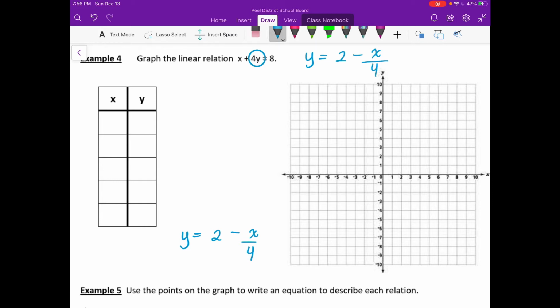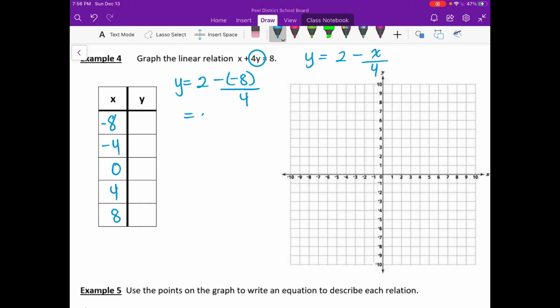So again, I'm going to want to work with numbers that I like working with. So I'm going to personally make x negative 8, negative 4, 0, 4, 8. Again, because I really hate working with fractions. So I'm going to say y is equal to 2 minus negative 8. And I'm going to make sure I put that in brackets, divided by 4.